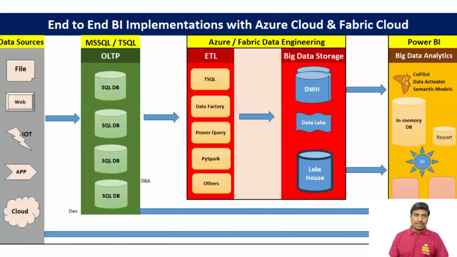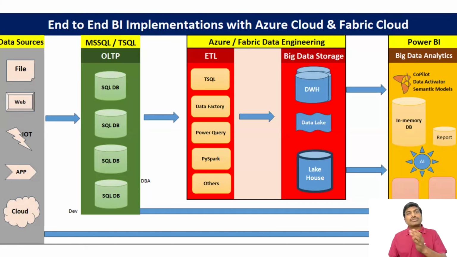What exactly is Fabric? Fabric is all about gathering the data from various sources. It may be files, web, IoT, Internet of Things, app, cloud. It can be any type of data source. From this data source, we are going to read the data into OLTP enterprise databases like Microsoft SQL Server, Oracle, MySQL, Postgres, Sybase, etc.